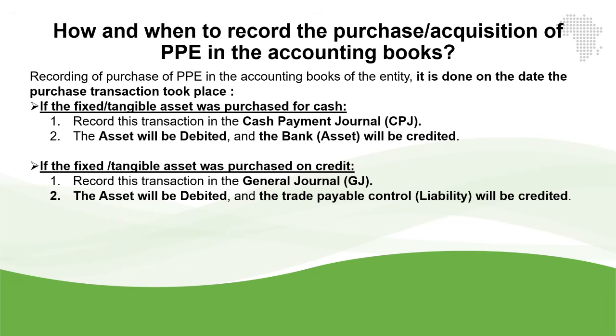But if the fixed or tangible asset was purchased on credit, you will record this transaction where? In your general journal. Remember, in the general journal, we record transactions that cannot be accommodated in any of the subsidiary journals that we've previously spoken about in our second lecture. Then what would you debit and what will you credit under a double entry system? The asset will be debited because if you are buying that machinery, machineries will be increasing in the business. So you debit an asset, you are increasing asset. And what are you going to credit? You're going to credit your creditors control. That's a liability. Liabilities increase on which side? On the credit side.